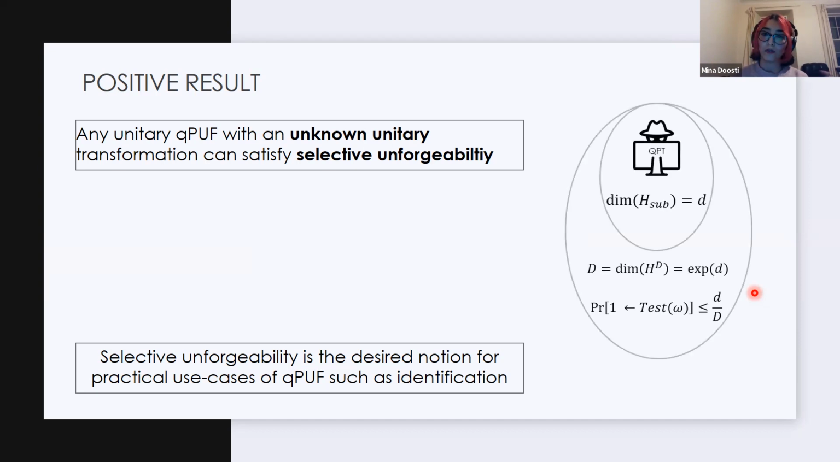And the intuition behind why this happens is that the quantum adversary, no matter how smart it is, learns the unitary, but the dimensionality of the subspace will be bounded, and the probability that it successfully produces an output quantum state is bounded by d over D, where the big D is the dimension of the unitary, and it's exponential in D.